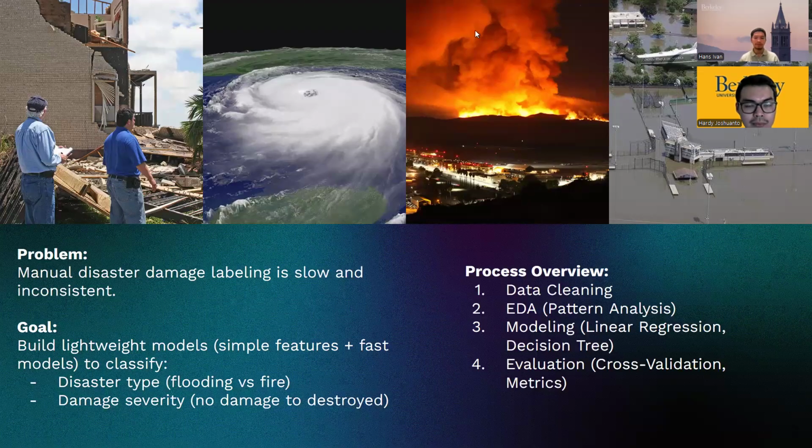Our title comes from the problem that manual disaster damage labeling is slow and inconsistent, and our goal is to build fast, lightweight models using simple image features to classify both disaster type and damage severity. The process in general includes four main steps: data cleaning, EDA, modeling, and evaluation.